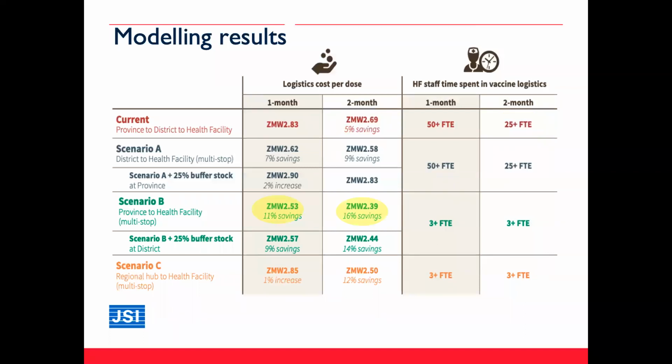I think what was important in this process was the feedback received from government and stakeholders on what was and wasn't feasible in our context, and that cost was not the only decision maker for us. And we can see here in this scenario, which is called scenario B, this was the most effective. It was a savings of 11% in our current supply chain and 2.53 kwacha per dose.